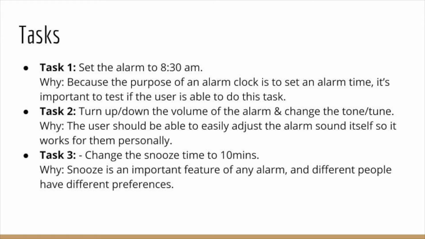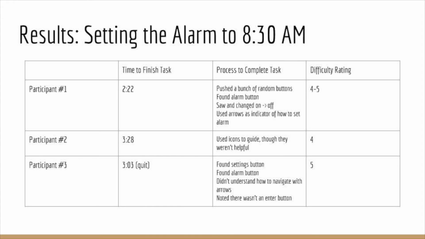As for our tasks, we had the participants set an alarm for 8:30 a.m., adjust the volume of and change the alarm tone, and adjust the snooze time to 10 minutes. We chose these tasks because they're the core functions of an alarm clock, and anyone should be able to do them. The first task generally took the longest.